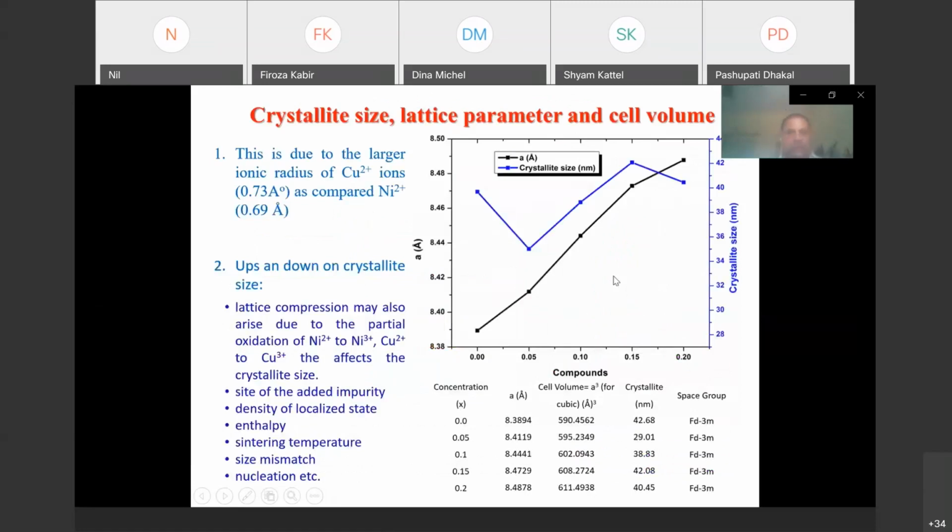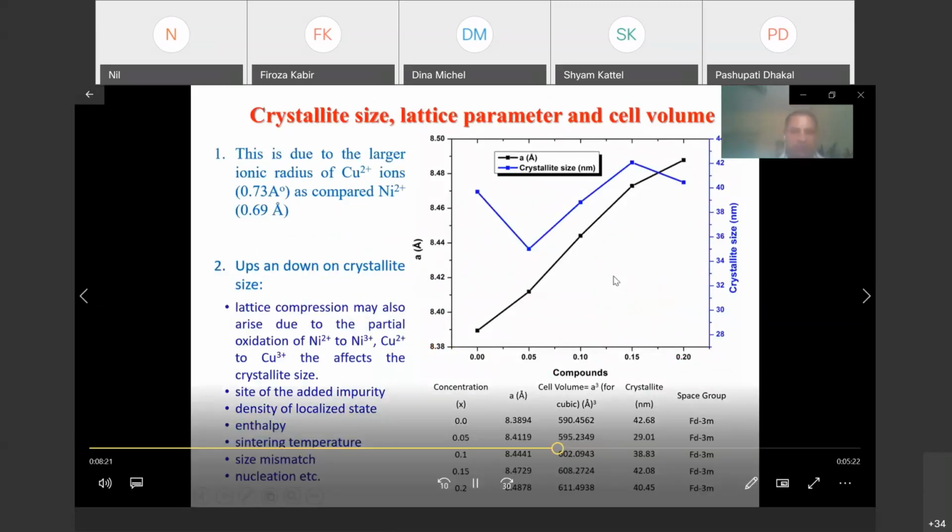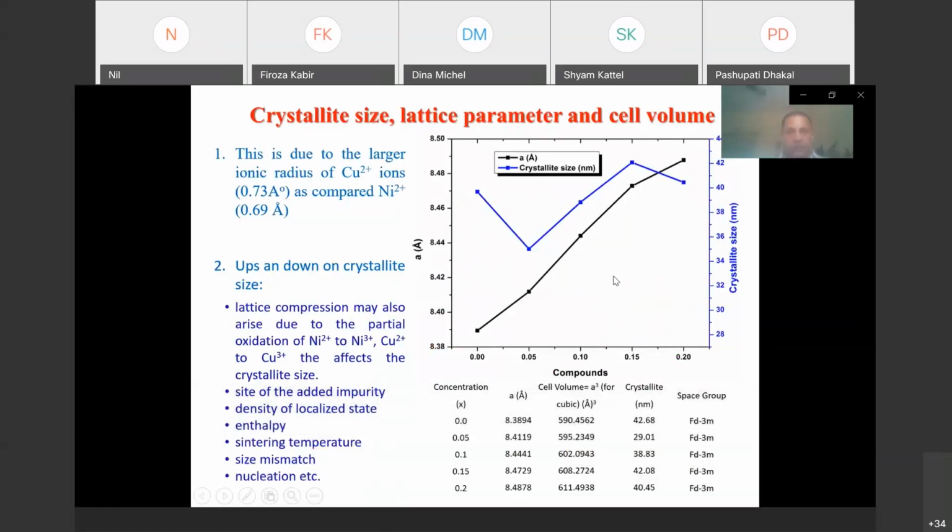Talking about crystallite size, due to the larger ionic radius of copper, that is 0.73 angstrom, replacing nickel, that is 0.69 angstrom, the resultant lattice parameter is increased. As a result, the cell volume will also increase. But about crystallite size, there are ups and downs, and that is due to different factors, like strain produced during the period of synthesis, density of localized states, site mismatch, dislocations, etc.